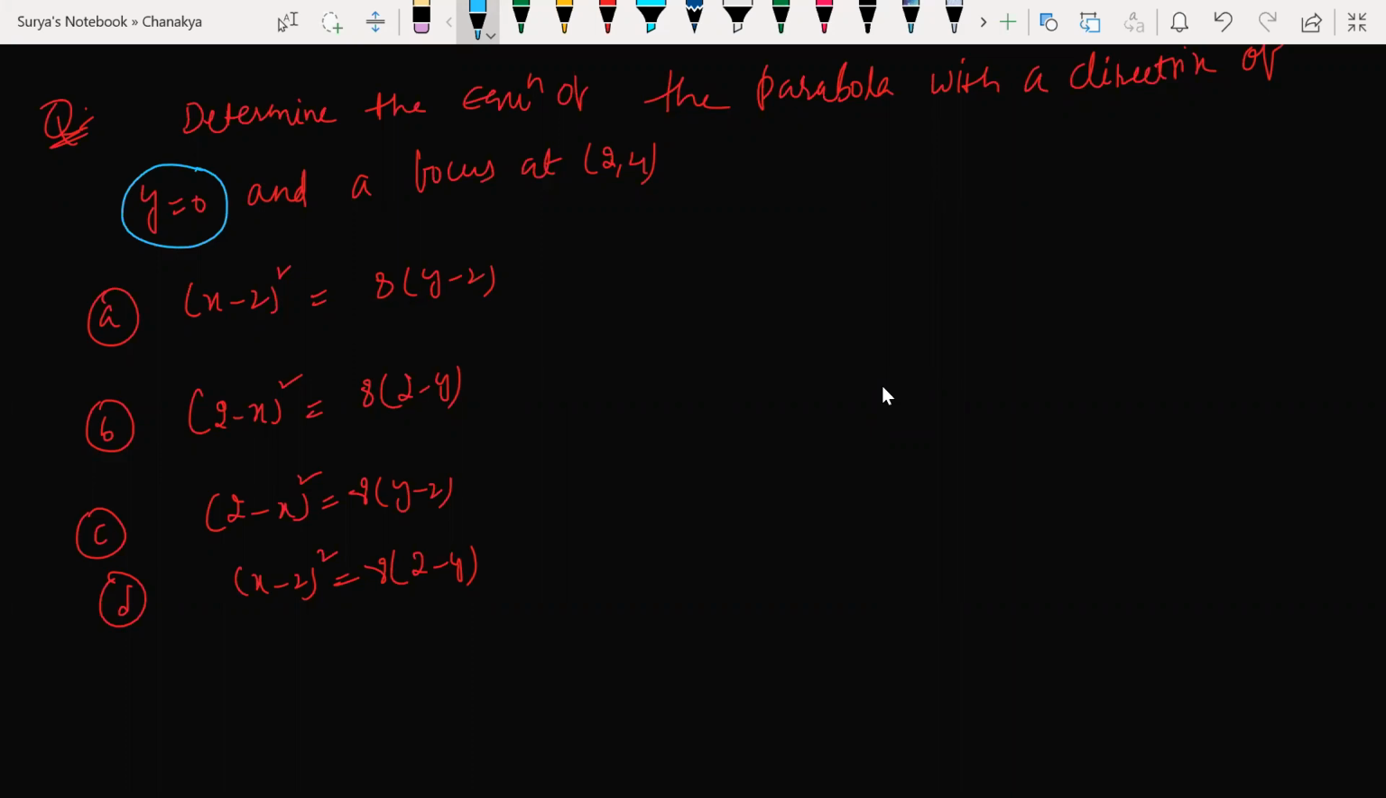Okay, look at this here. This is y is equal to 0, my directrix. The parabola would be somewhere here. Let's say this is how my parabola is. And the focus would be somewhere here. He has given (2, 4). Am I correct? This is my focus. Perfect. Guys, we have to determine the equation of this parabola with the directrix y is equal to 0 and the given focus.